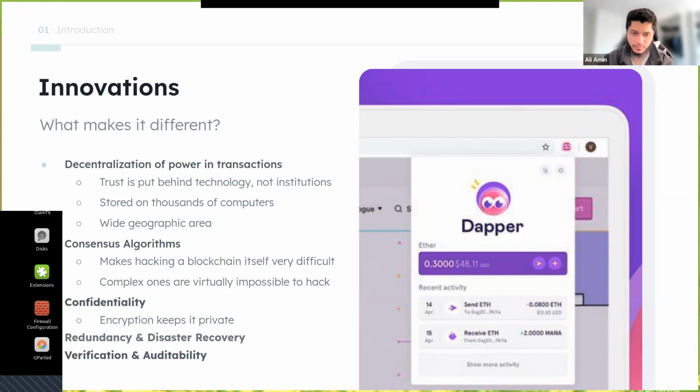Consensus makes it really difficult to hack blockchains because of the way that consensus algorithms work. And the more complex ones are basically impossible to hack. Another thing is that blockchains allow for confidentiality because of encryption, redundancy, disaster recovery, verification, and auditability.